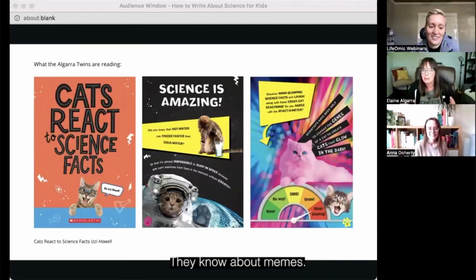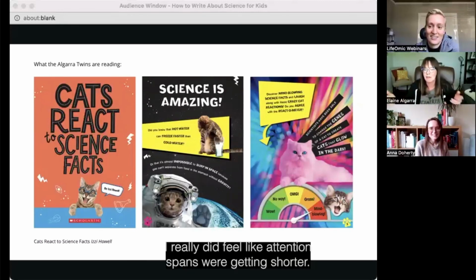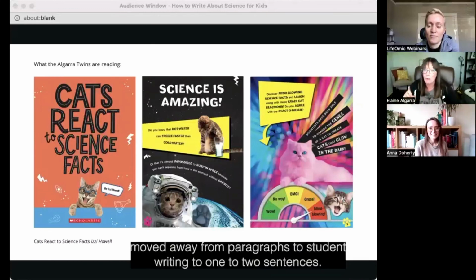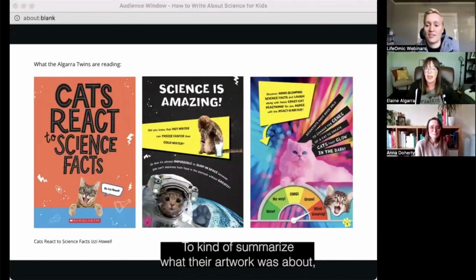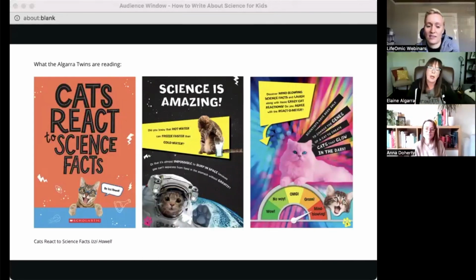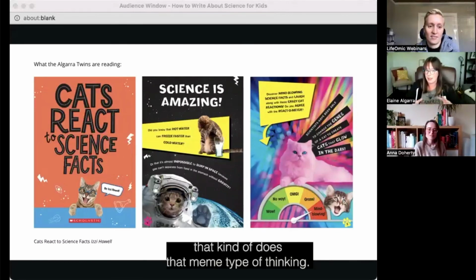They know about memes. And as a teacher towards the end of my time in education, I really did feel like attention spans were getting shorter. I was teaching AP art and design, and even the College Board moved away from paragraphs for student writing to 1 to 2 sentences, like tweets, for students to summarize what their artwork was about. These bite-sized pieces of information. So I just thought this was a really cool book that does that kind of meme type of thinking.